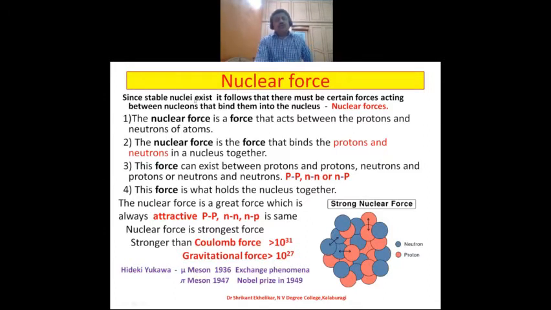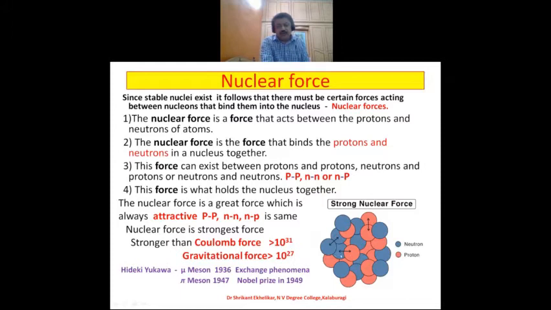Since many nuclei are stable, there must be a certain force between nucleons, that is protons and neutrons together, which we call nucleons. It binds them together. Such a force is a nuclear force. Now you can see how a nuclear force should be.